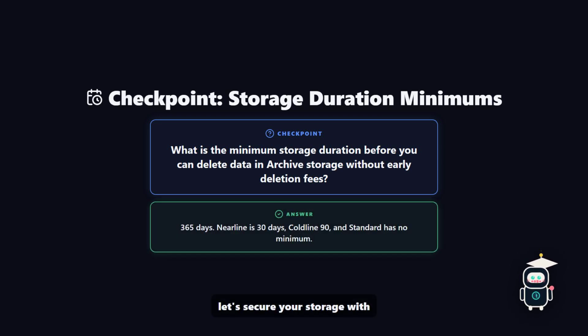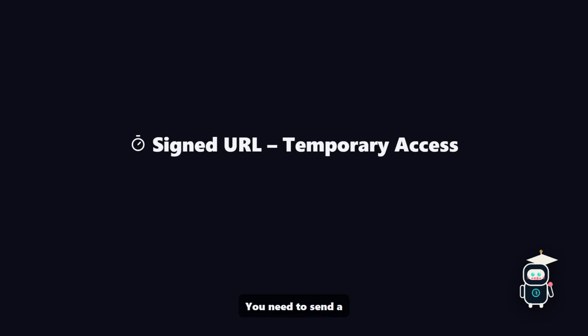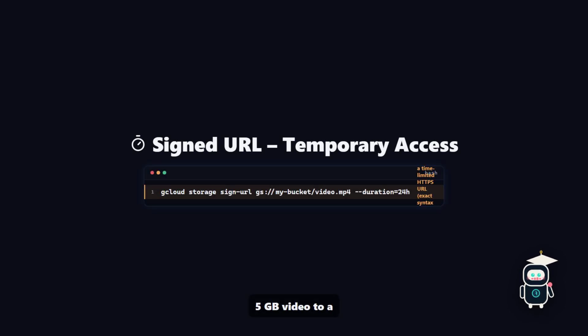Now, let's secure your storage with IAM, Identity and Access Management, GCP's permission system that controls who can access your resources. You need to send a 5 GB video to a client for 24 hours, but they don't have a Google account and you definitely don't want to open the entire bucket to the world. The solution is a signed URL.